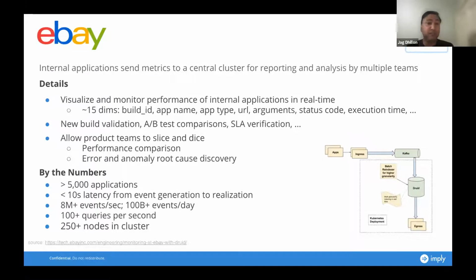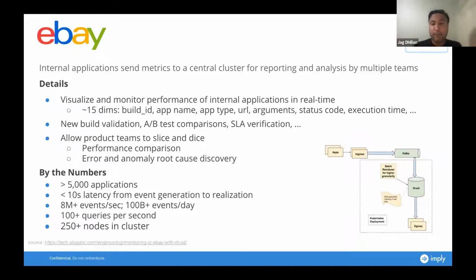eBay is using us for an APM use case. You have their apps that are used in real time internally. They've got a lot of online business, so they have a lot of internal apps that need to be running 24/7 with performance monitored. They have more than 5,000 applications, and they need less than 10 seconds latency from event generation to realization. So you can see how much data is being handled via the Kafka streams into Druid. The users connect via egress to see how the applications are performing. They can slice and dice, see any anomaly, do root cause discovery, and do performance comparisons between A and B as they're rolling out different versions.